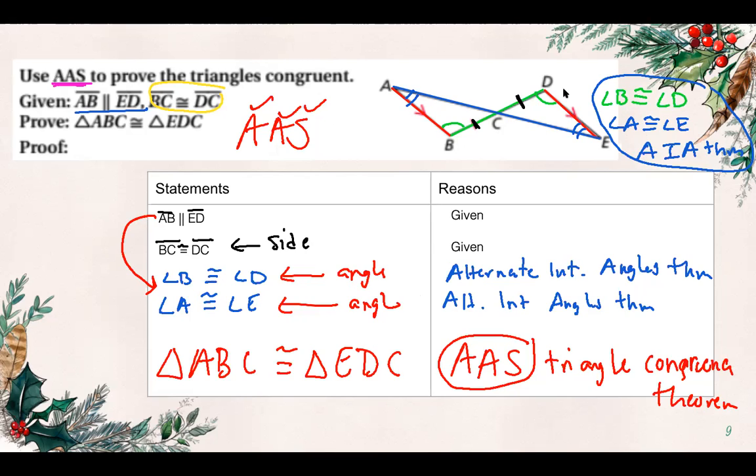Sometimes the parallel line stuff does trick people up a little bit. They have a hard time noticing the alternate interior angles, so make sure you're looking for those. If you're looking for alternate interior angles or corresponding angles anytime you've got parallel lines, you're going to find them, and it's going to be a little bit easier for you. All right, let's do one more.